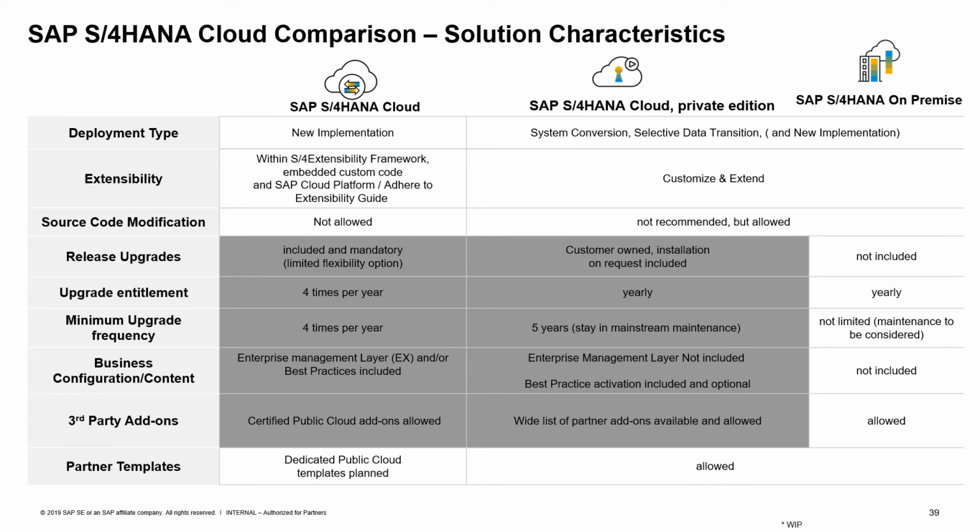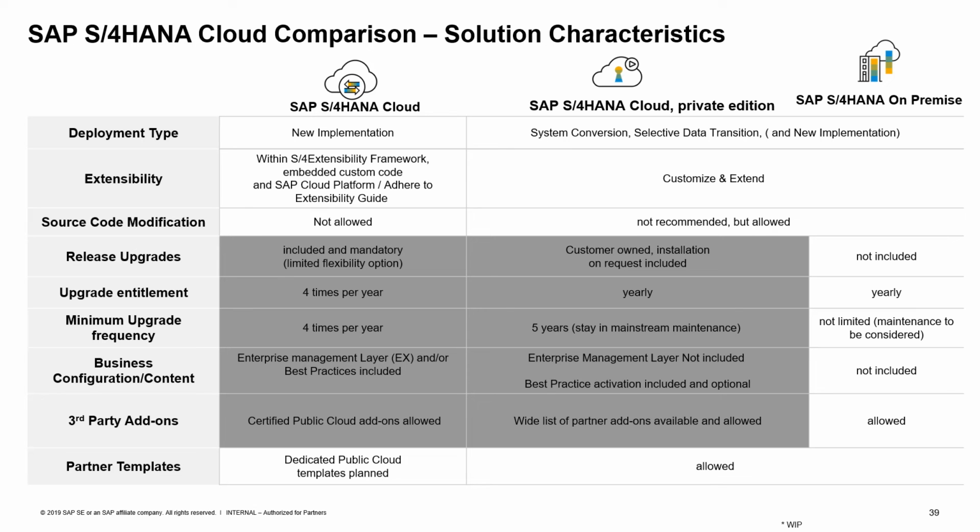In terms of release upgrades, it's included and mandatory. And so there's limited flexibility in holding off on an upgrade. So Essentials Edition has its own schedule and the Extended Edition has its own schedule. Up to 4 times a year and minimum frequency up to 4 times a year. For Extended, the upgrade entitlement is once a year and the minimum upgrade frequency is a couple times a year to get the service packs and functional packs.